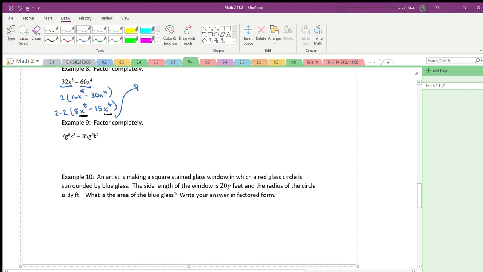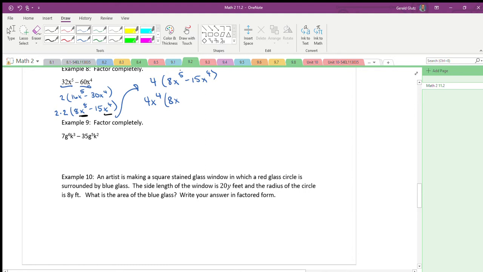So I am going to look for the smallest exponent. Since they both have a base of x, I look for the smallest exponent, which would be 4. So 2 times 2 is 4, so I have a 4 on the outside already. So this is what it looks like: 4 times 8x to the 5th minus 15x to the 4th. Now I'm going to factor out x to the 4th. So 4x to the 4th.